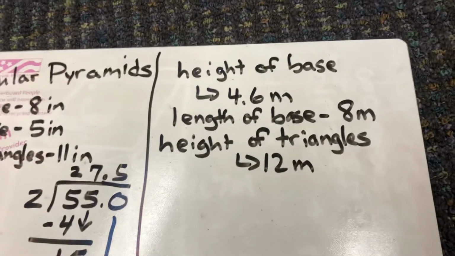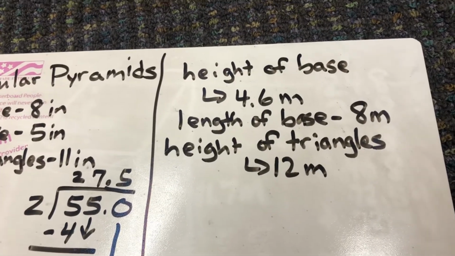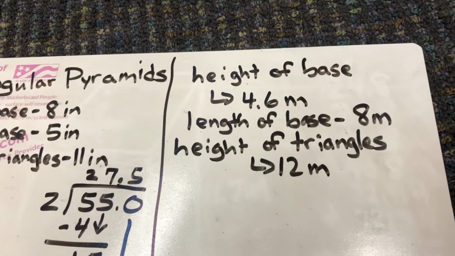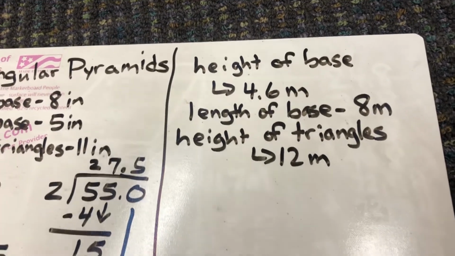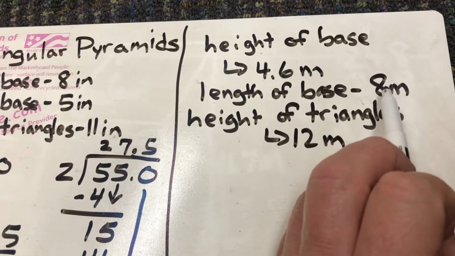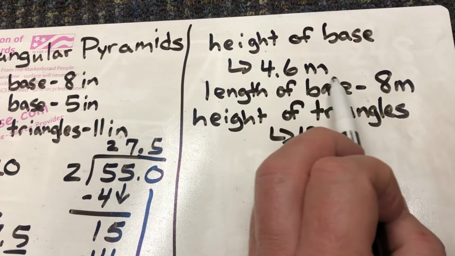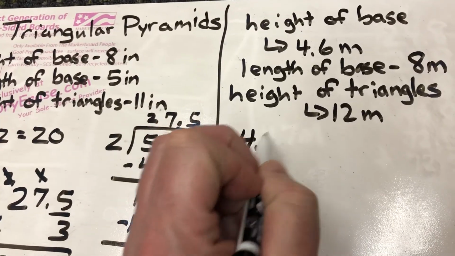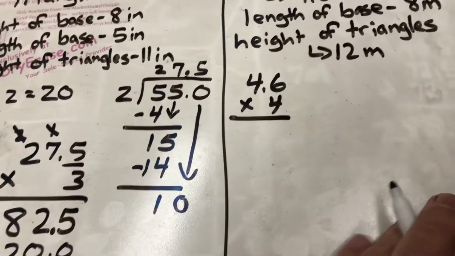Last one we're going to do today, for once again another triangular pyramid. The height of the base is 4 and 6/10 meters. The length of the base is 8 meters. So we know it's base times height divided by 2. I'm going to be a little more efficient. I'm just going to take this 8 and divide it by 2. That's going to be 4. And instead of doing 4 and 6/10 times 8 divided by 2, I'm just going to do 4 and 6/10 times 4. I want you to think about those little shortcuts, 6th graders.